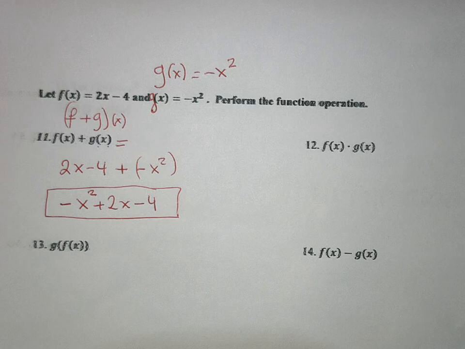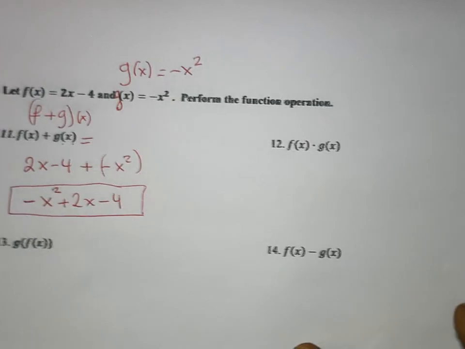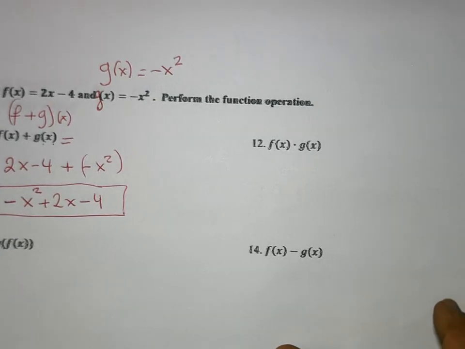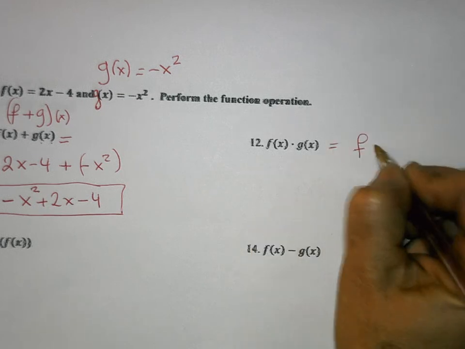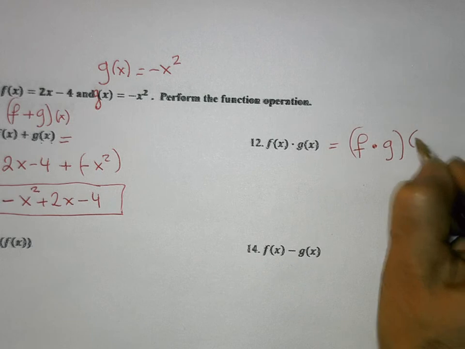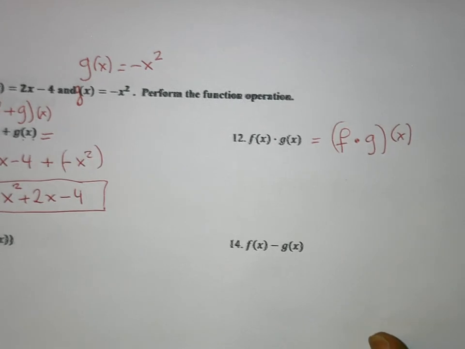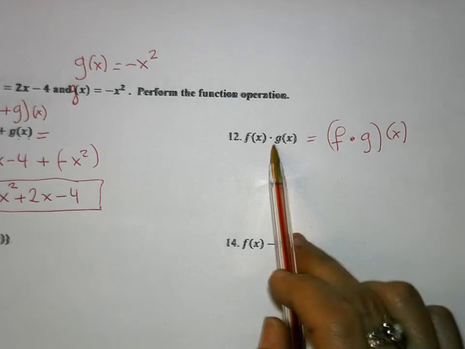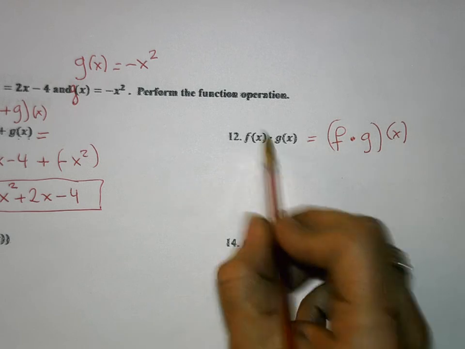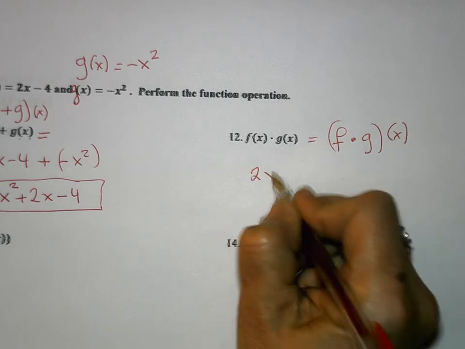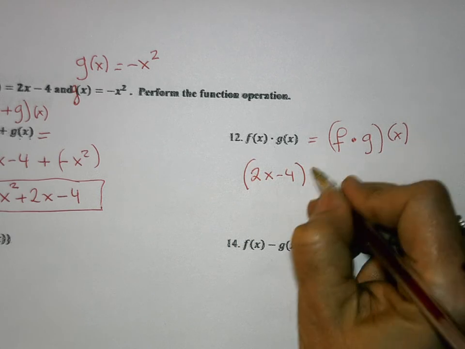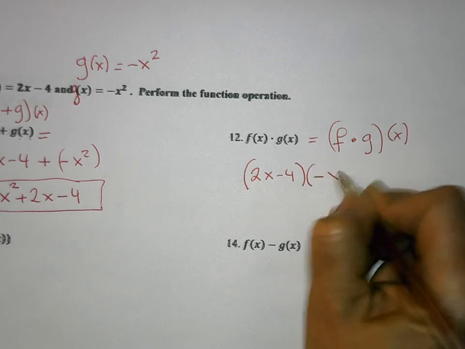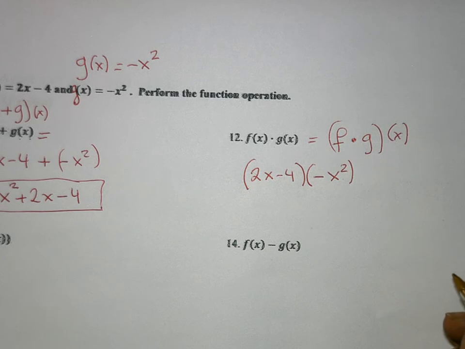Now it's asking me to multiply f of x times g of x. Another notation for this would be f times g of x. That's another notation. It's asking exactly the same thing. I want you to be familiar with both notations. So all I'm doing is I'm going to grab f of x, which is 2x minus 4. I'm going to put it in parentheses, and then multiply times g of x, which is negative x squared.